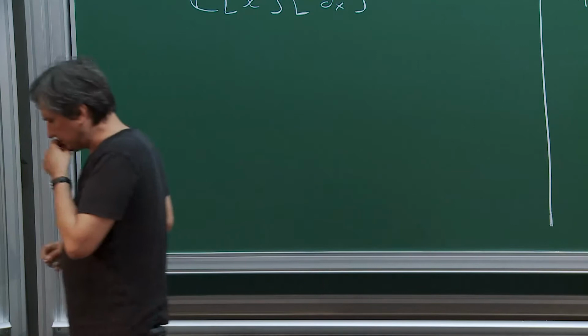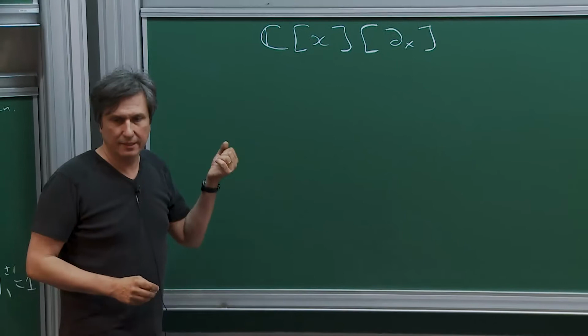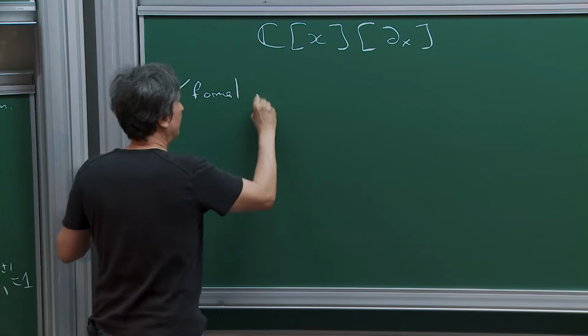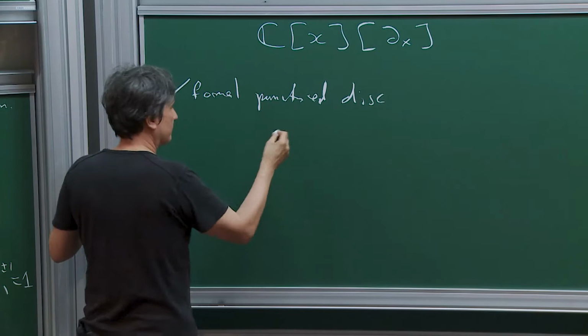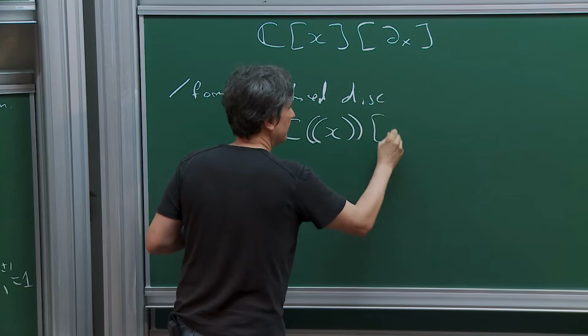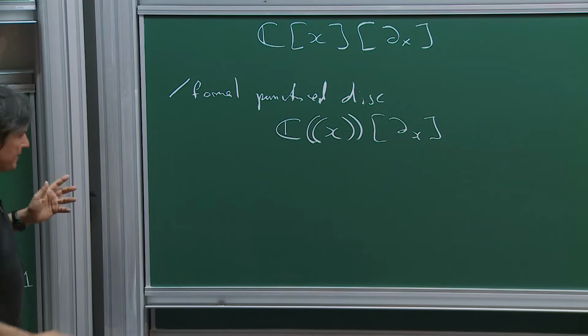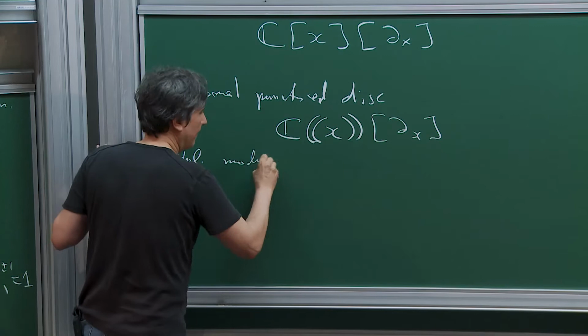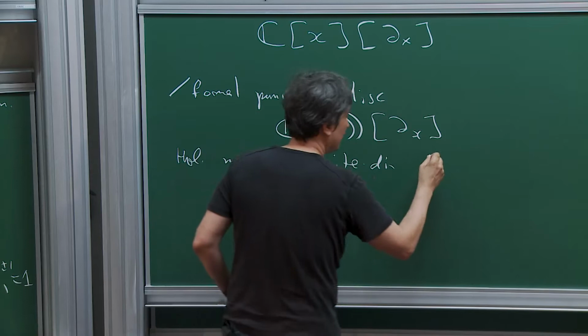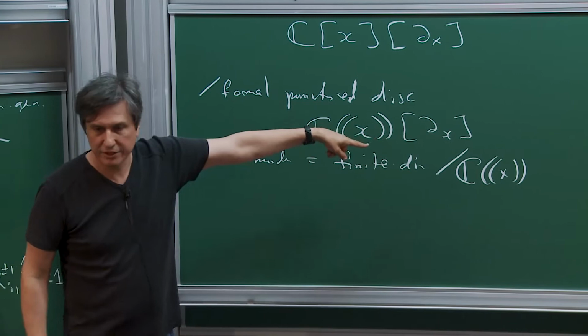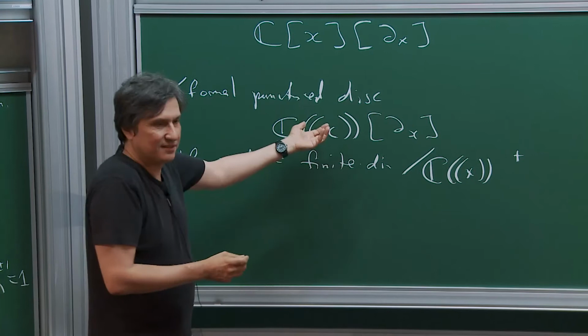When you study differential equations, first you study them on a formal punctured disk. It means that you replace your ring by this one. And automatically, holonomic modules after this reduction are finite dimensional spaces over Laurent series endowed with the actual differentiation, with the connection. No torsion, because it's a field, plus connection.